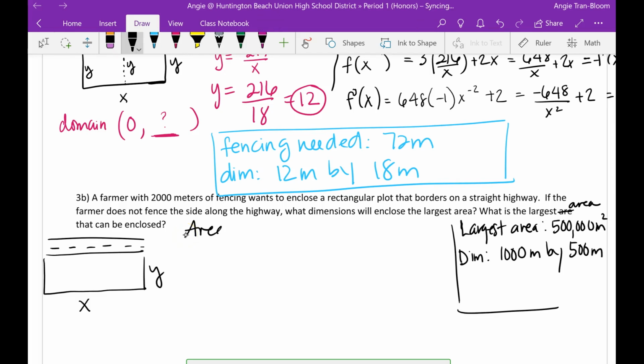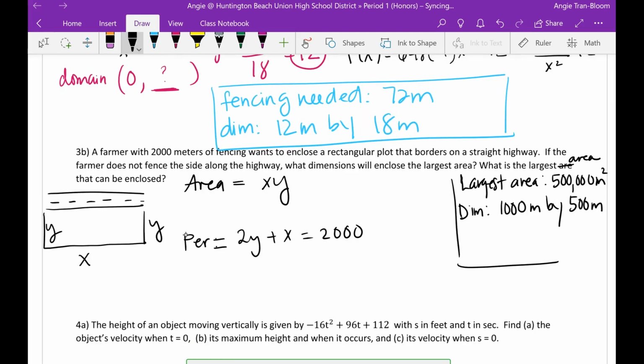So again, the largest area, the common theme is really x times y, which I'm going to have to solve for soon. You have fencing, that's technically perimeter, yes or no? Except that your perimeter only has 3 sides, right? So 2y plus an x, and that's going to give me 2,000 meters. What did you guys solve for, x or y? Seems easy to solve for x, right? Yeah, because it seems like I just have to move the y over. So x is 2,000 minus 2y.